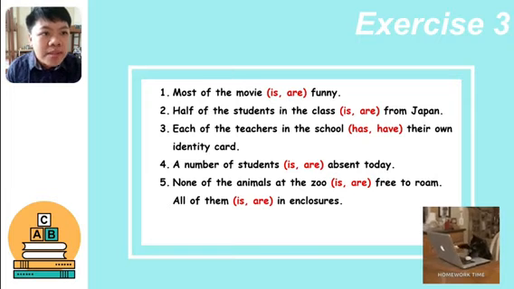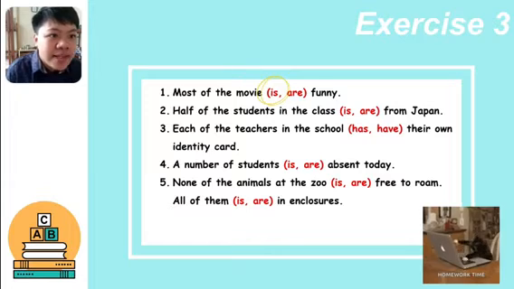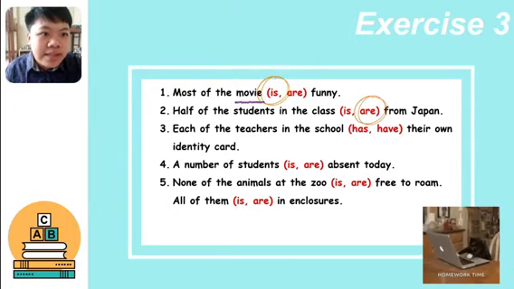So to make you understand, let's do exercise number 3. Most of the movie is or are funny. Most of, what is after of? The movie. The movie is singular or plural? It is singular, so we have to put is. For number 2, half of the students in the class is or are from Japan. Now it's also the same. Half of the students, is the students plural or singular? It is plural, so the answer is are.